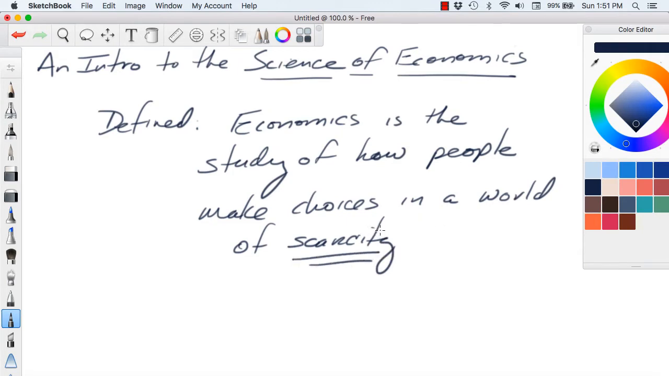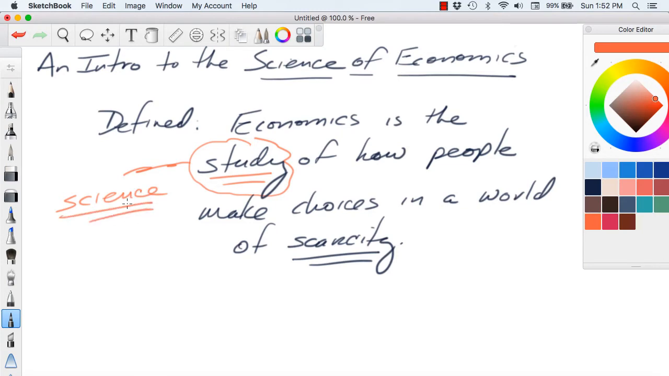We'll define scarcity in just a minute and try to get a clear idea of what that looks like. But let's just go back through this definition for a minute and emphasize some of the key ideas here. So it's the study of something. When we talk about the word study, we're really looking at the word science. So economics is a science.